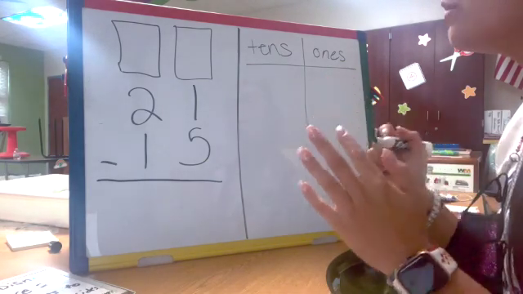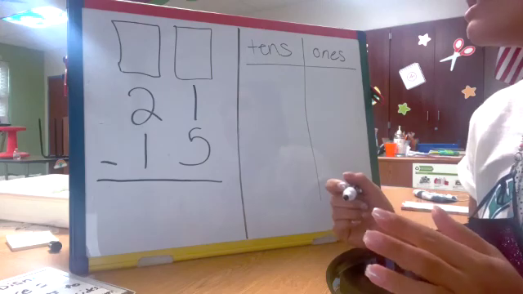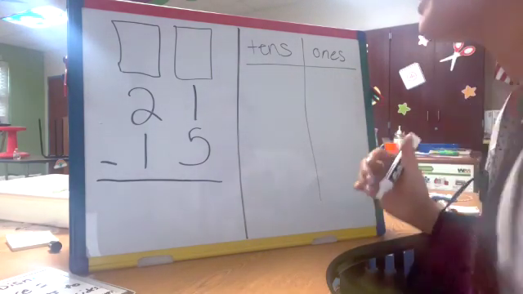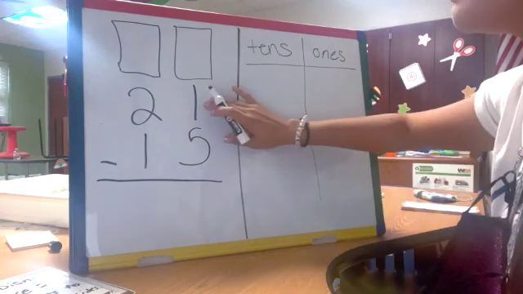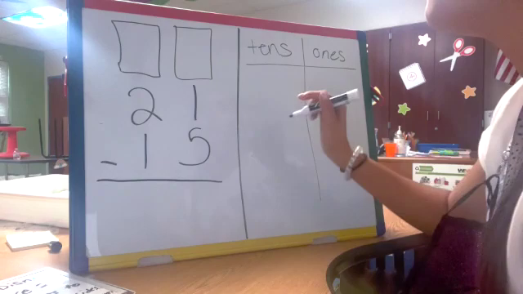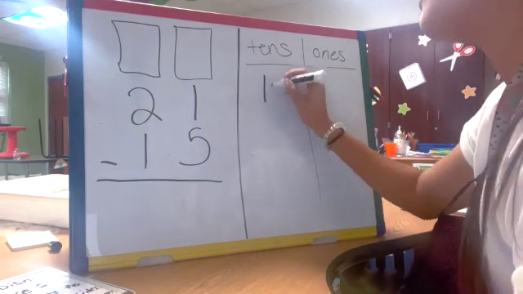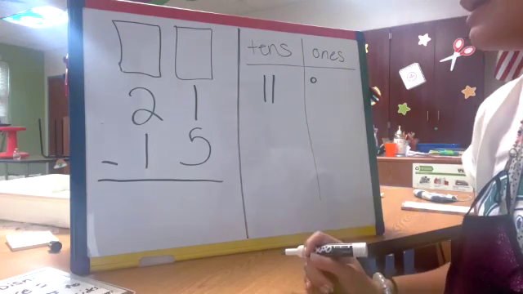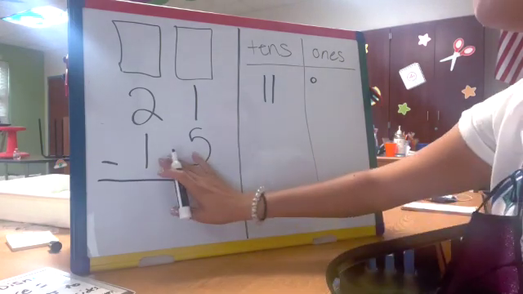When I'm going to solve, the first thing I need to do is always start, again, with the greater number. So I'm going to draw a picture of my greater number over here on my drawing side. So 21. 21 has two tens and one one in it. Okay, and I'm subtracting 15.